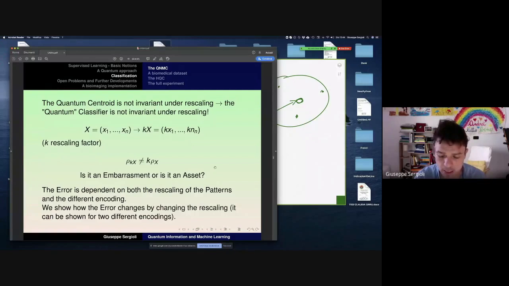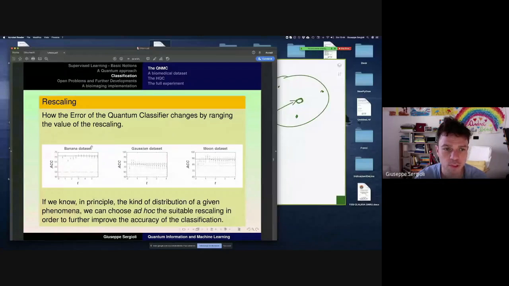But this is a plot that we have thanks to Martin Bozic, who collaborated with us in the first part of this project. We can see, for instance, this is the accuracy we have without any rescaling, and this is the accuracy we have just by rescaling each feature of each object of the data set. We can see that for some rescaling the accuracy decreases, but for some other rescaling factor, the accuracy can also increase, as we can see here.